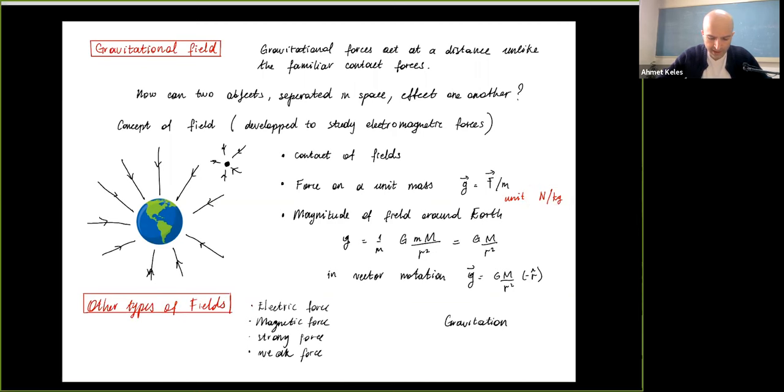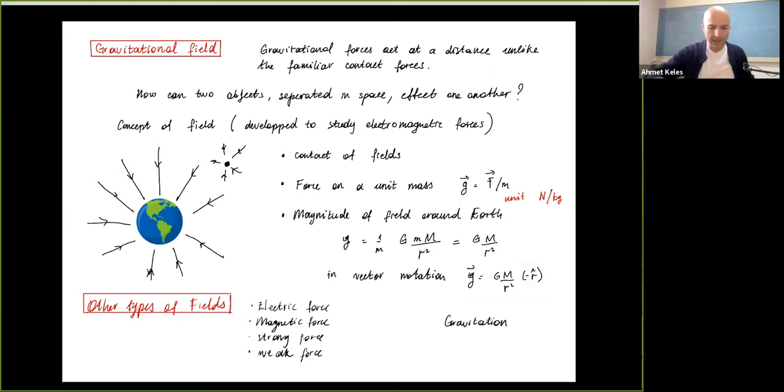And in vector notation, you can just do this calculation we did. G is equal to unit mass, 1 over M, times the gravitational force. And this gravitational field turns out to be GM over R squared around Earth, for example. And in vector notation, it's attractive. That's why I put this minus here. It goes like this.